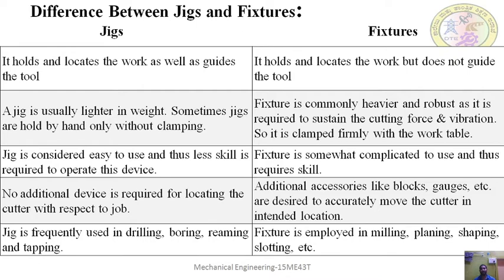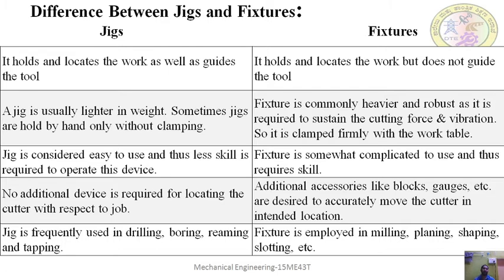The jig is usually lighter in weight, and sometimes jigs are held by hand only, without clamping. Jigs are lighter in construction so that they can be held in the hands, and they can do the operations because of their lighter weight. But the fixture is commonly heavier in construction. It is used mainly to hold larger workpieces compared to jigs. Fixtures are commonly heavier and robust, as they are required to sustain cutting forces and vibration. So it is clamped firmly to the work table.